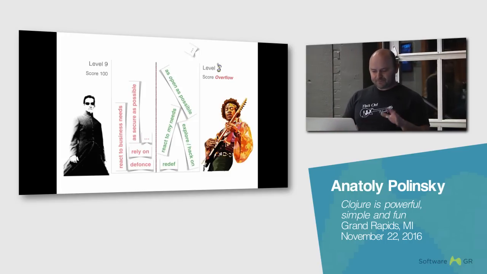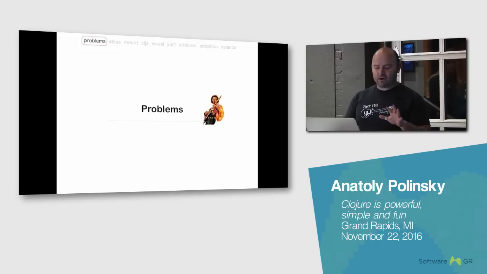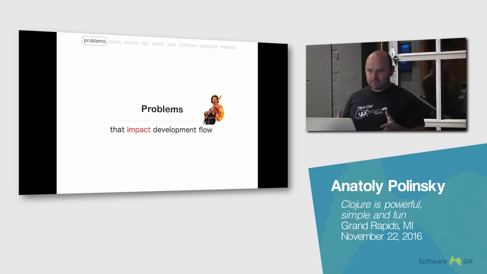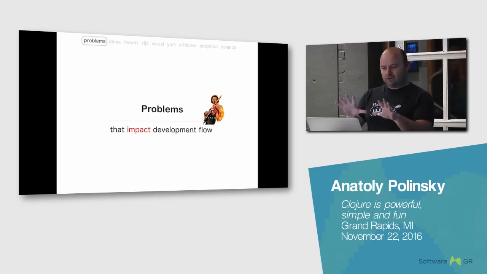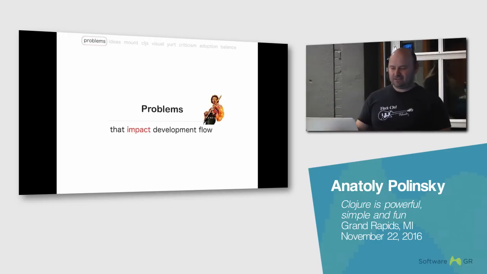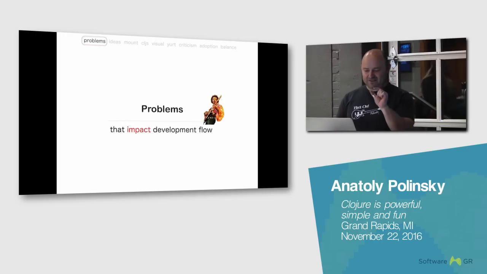So we're going to focus right now on the problems that impact the development flow when you develop applications. And this is going to be Clojure specific, right? Somewhat Java specific, somewhat general specific, but this is going to be mostly Clojure specific. And again, stop me at any point, ask any questions if it doesn't make any sense, or if it doesn't make a little sense.